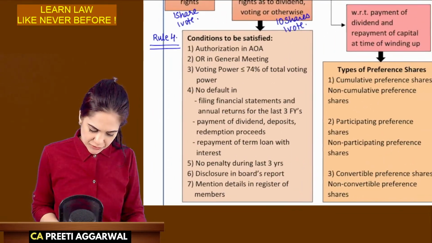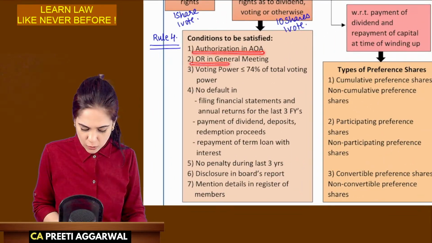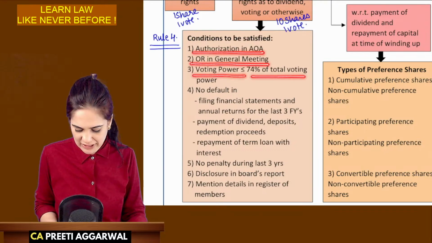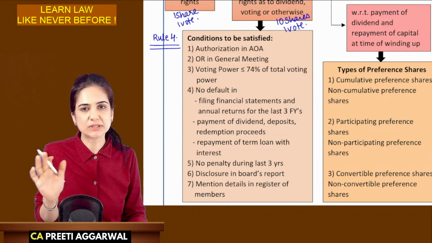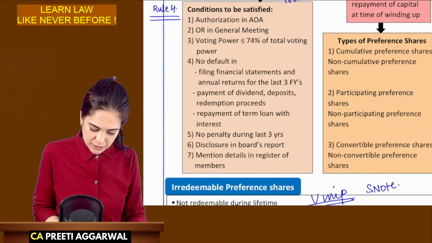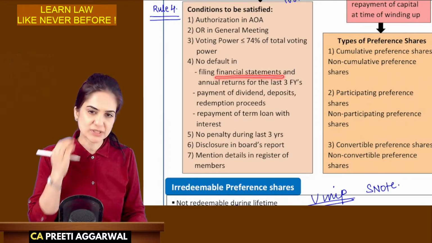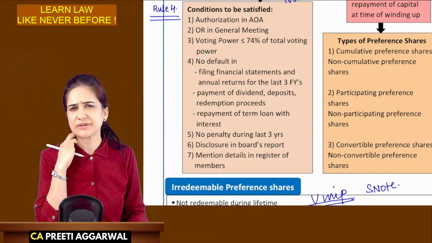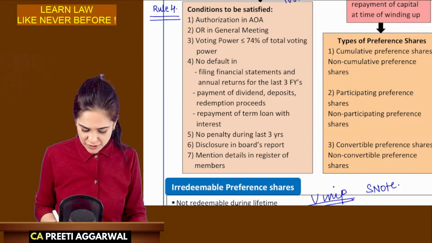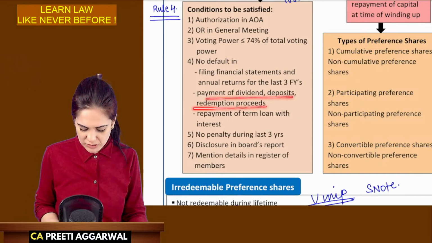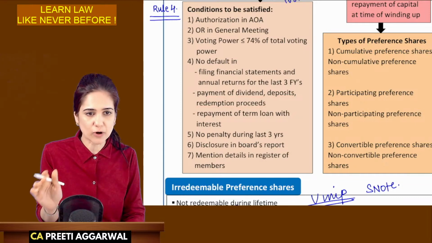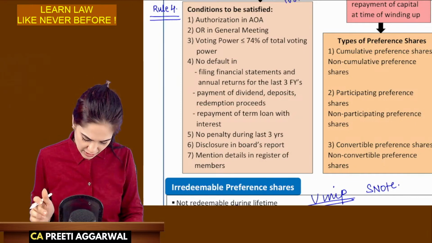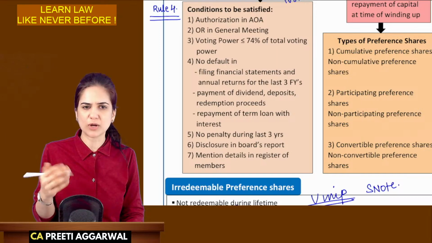So you need authorization in the articles, and an ordinary resolution in the general meeting. Voting power should be less than or equal to 74% of the total voting power. The company should not have defaulted in filing the financial statements under Section 137, or the annual return under Section 92, for the last 3 financial years. There should not be any default in payment of dividend, deposits, or redemption. The company should not have defaulted in the repayment of the term loan along with interest.